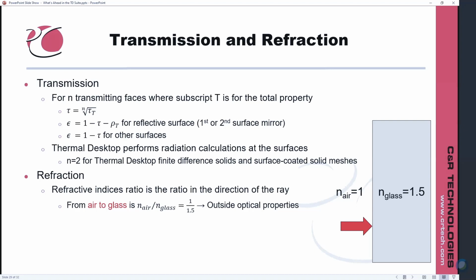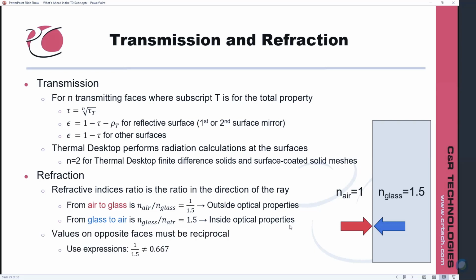So whether it's an outside for thin shells is going to be the direction of where your solids are. But looking at a solid brick, you can assign outside and inside properties. So when you're going from glass to air, you need to have the refractive index of glass divided by the refractive index of air, which is going to be 1.5. And you'll assign that to your inside properties.